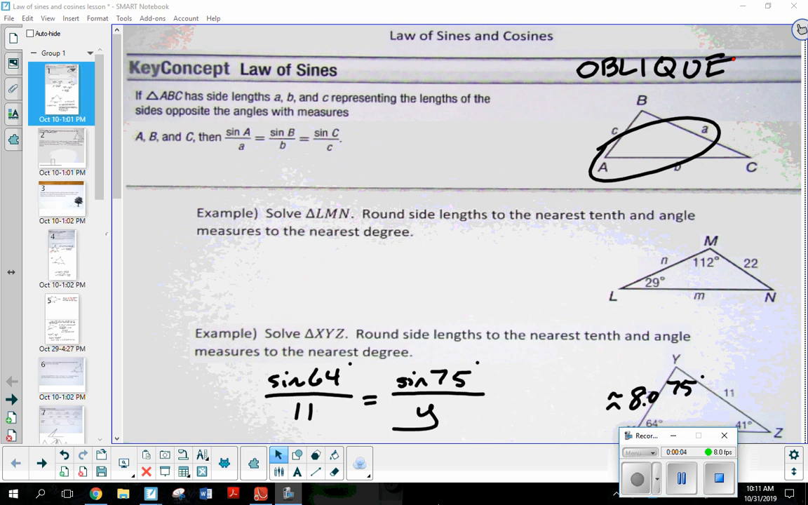We are going to continue talking about law of sines and law of cosines today. In fact, we'll talk more about law of cosines than anything else. We have a few problems for review on the law of sines.